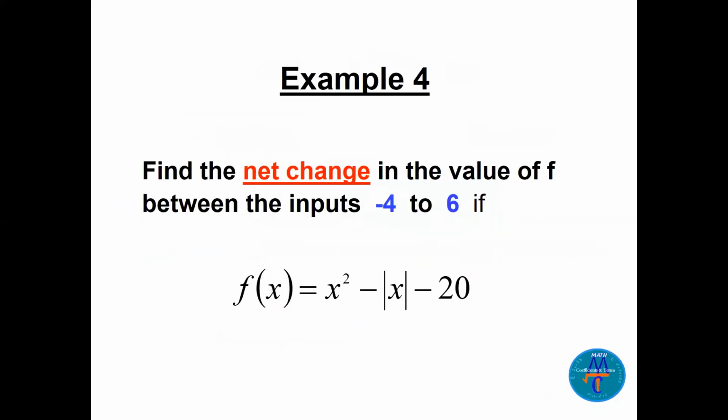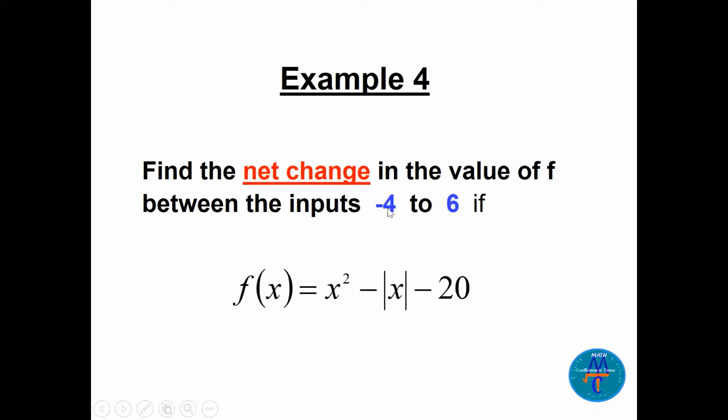Now, another example about net change. Find the net change in the value of the function between the inputs, minus 4 to 6. When we say the inputs, that means the x value. So a is minus 4 and b is 6. You can pause the video a little and then check the answer next slide if you want to try yourself.